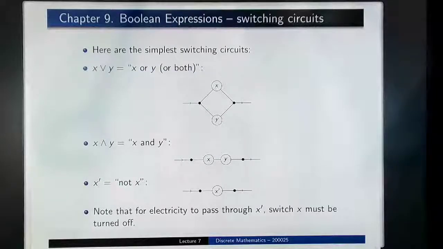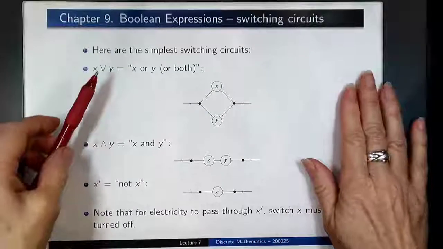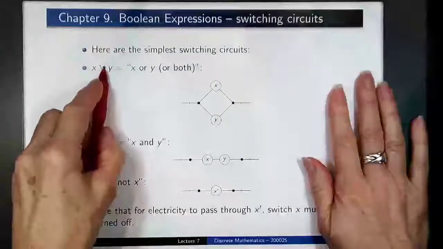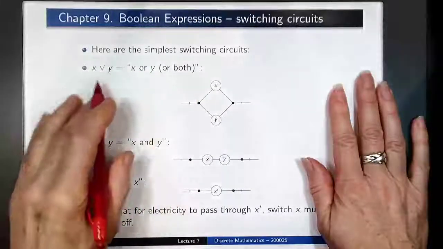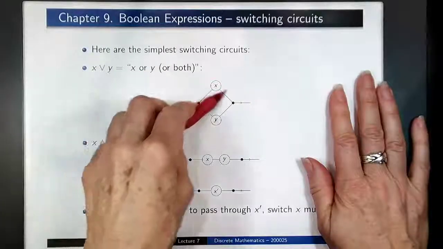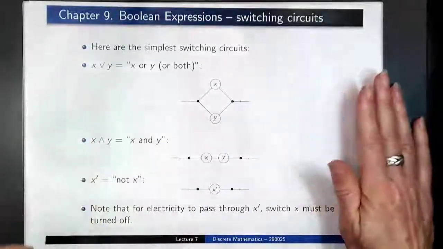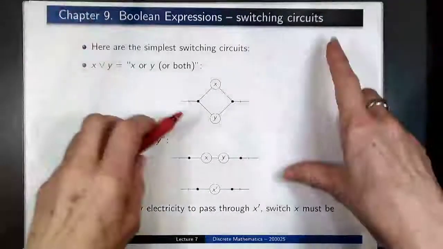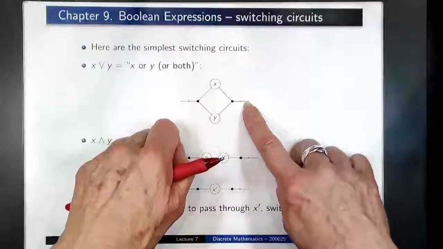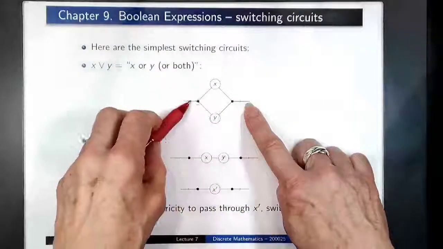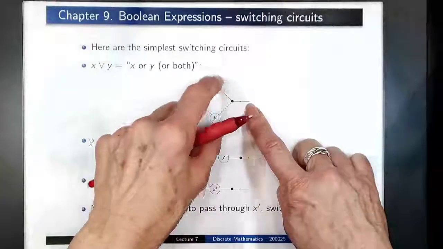There are other operations that one can use, but we're just going to use and, or, which is inclusive or, and not. So here they are. The or, that's X or Y or both. We can represent this by this circuit. And this means that we get something happening if we've got X or we've got Y on, or both.